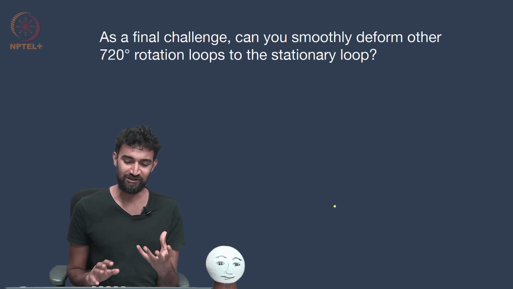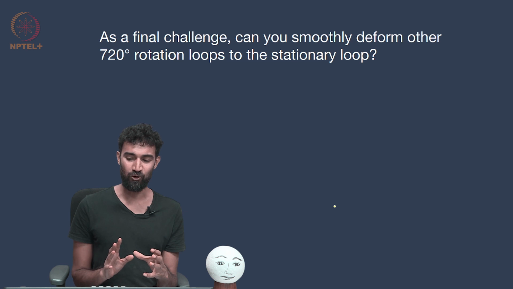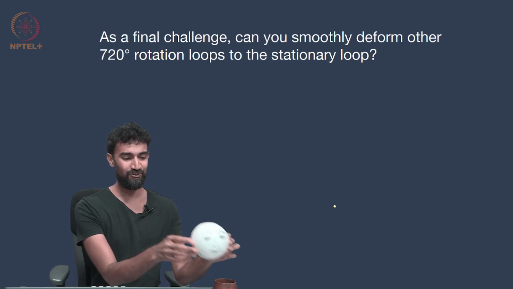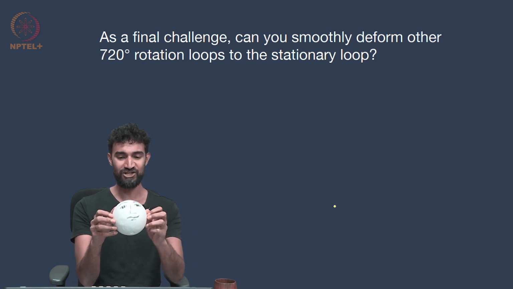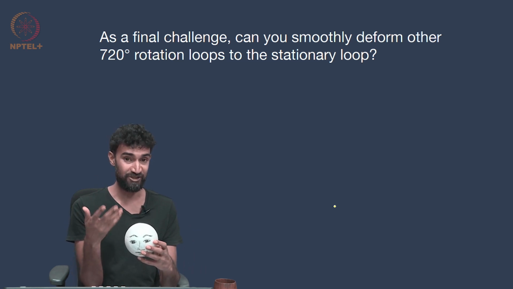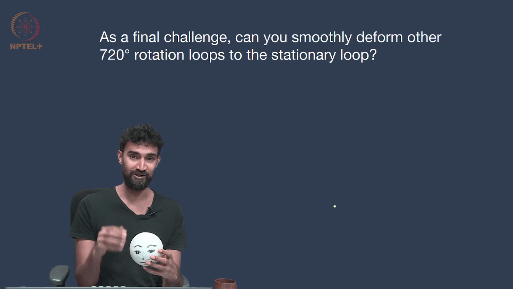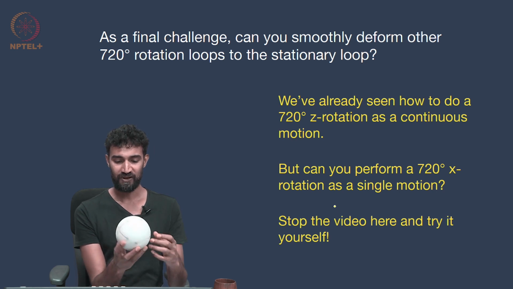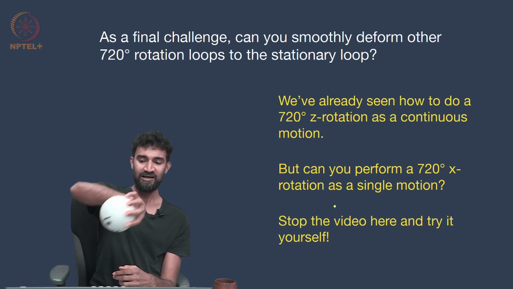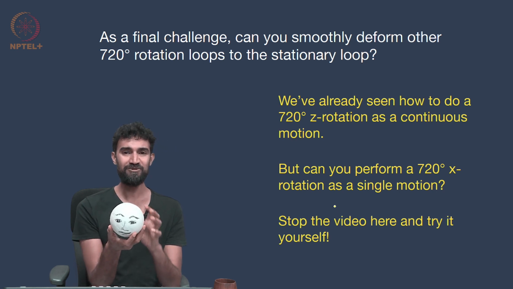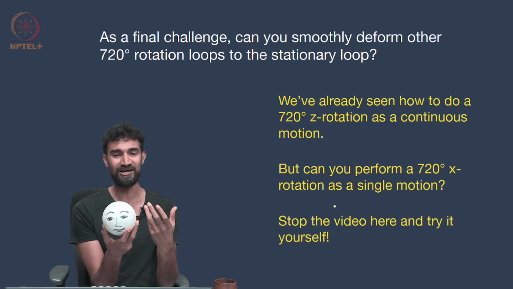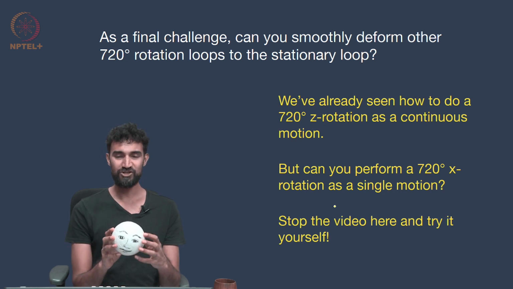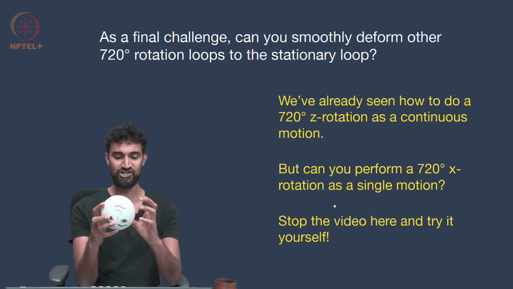Now, as a final challenge, can you smoothly deform other 720-degree rotation loops to the stationary loop? We did it with the 720-degree y rotation loop, but it's true for any 720-degree loop. You can always deform it to a stationary loop. So we've already seen, for example, how to do a 720-degree z rotation as a continuous movement. So maybe you could try and enact a gradual deformation of that loop to a stationary loop. Or maybe you could try and do a 720-degree x rotation.